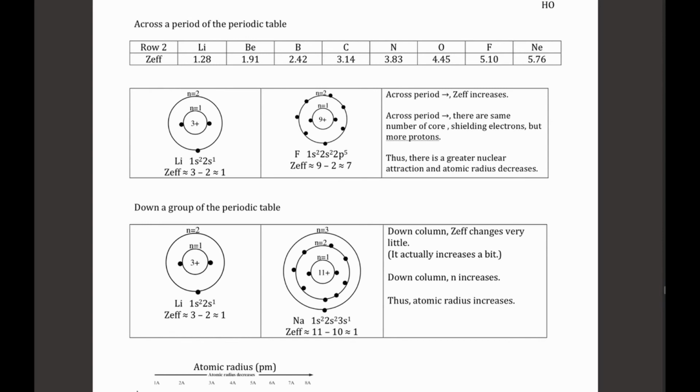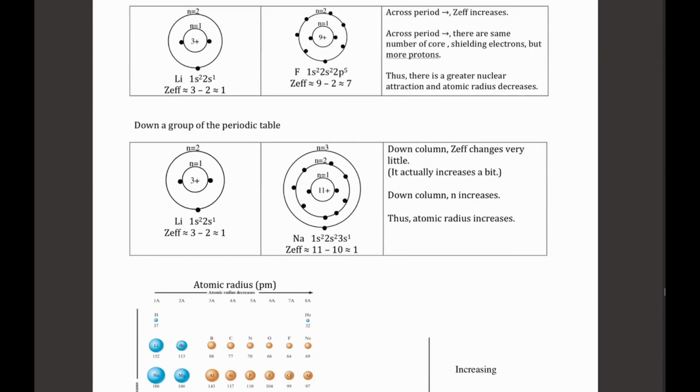This table here shows Z effective across the lithium row. Okay, but go to that next diagram, the next table. So there we have lithium with its Z effective of about 1.